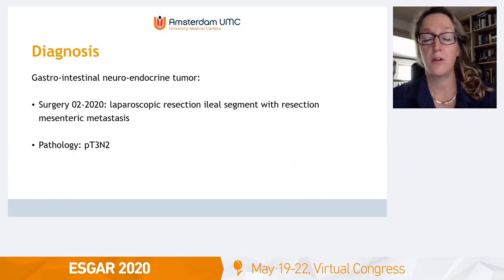Based on all the available results, we say this is a gastrointestinal neuroendocrine tumor. The patient underwent surgery in February 2020, and a laparoscopic resection was done of the ileal segment and also of the mesenteric metastases. The pathology result showed a T3N2 NET.